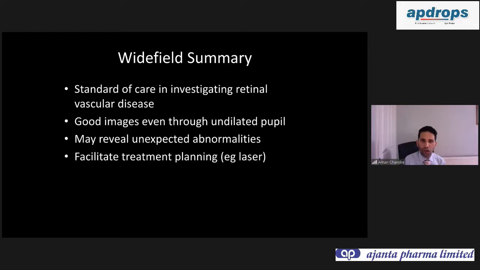Wide field imaging may reveal unexpected abnormalities. Suddenly, opticians in the UK, some of them have wide field imaging and are diagnosing and highlighting conditions that they didn't necessarily see before. And for non-retinal specialists, it has a real useful role in spotting conditions, particularly out in the periphery. And as I showed with that example of BRVO, it can facilitate treatment planning such as laser. So wide field imaging has a real important role with current treatment.